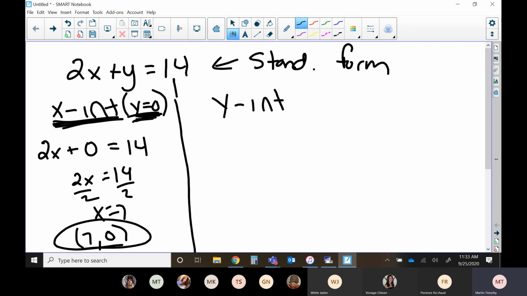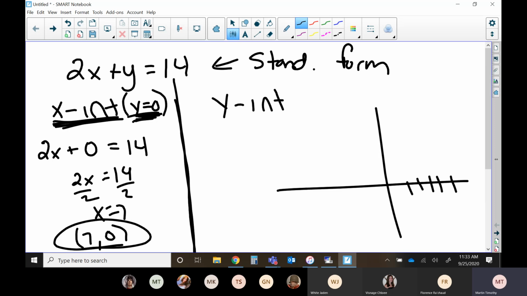Notice I drew a line here, because the x-intercept is a 7. It's over here: 1, 2, 3, 4, 5, 6, 7. The y-intercept is somewhere over here, and it's its own point. It's not the same. It's a different point.